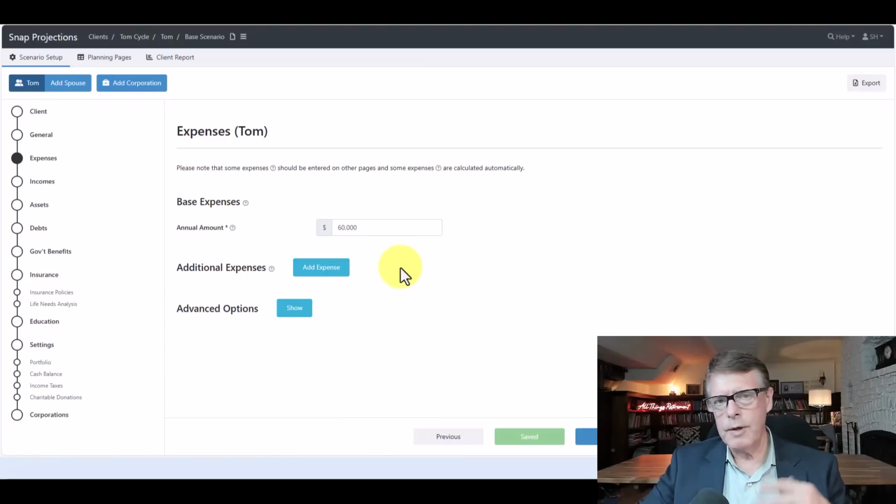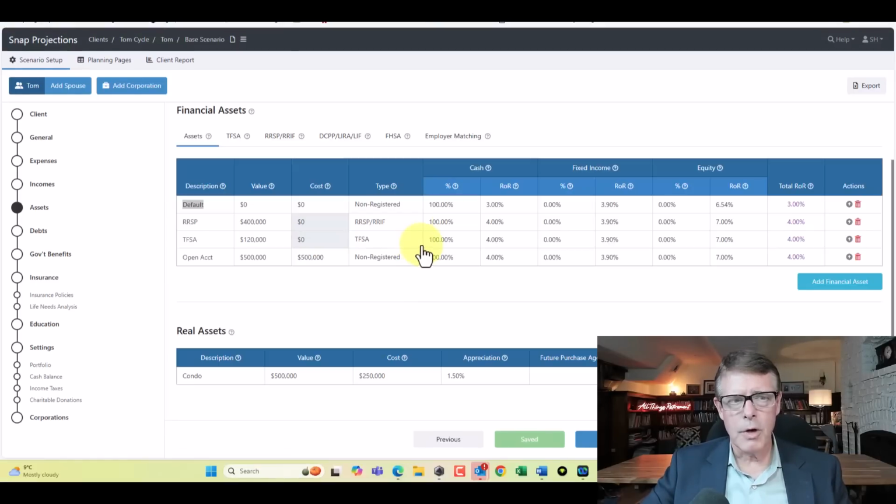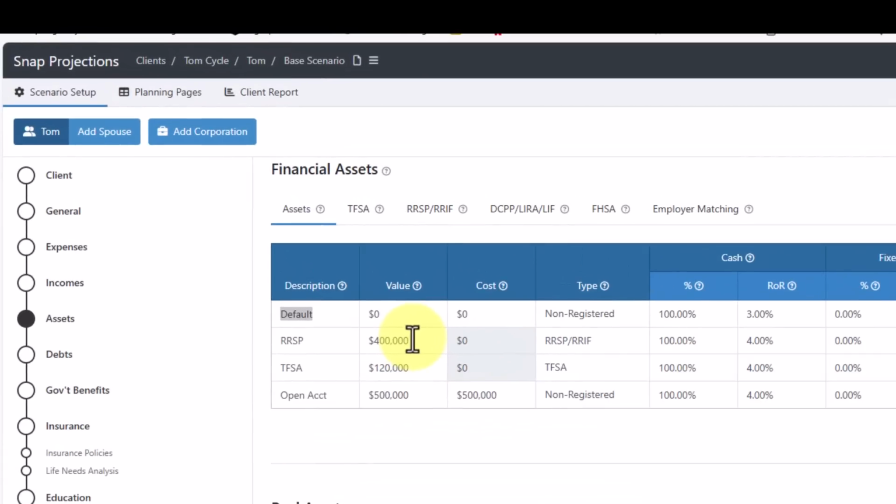And again, when I go through these scenarios, this is just an example of the iterations we can do. Obviously, your situation is going to be different from this, but hopefully it gives you a good idea as to how this modeling can work. So for Tom's financial assets, we have him with an RSP account of $400,000, a TFSA worth $120,000, and a non-registered open account worth $500,000.